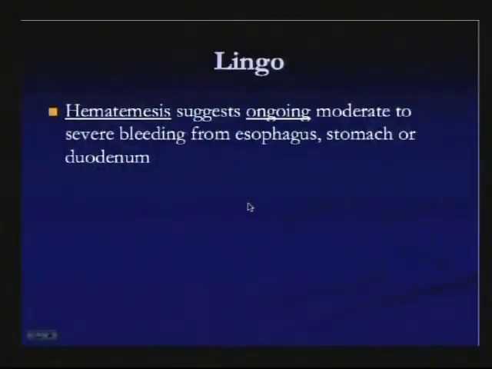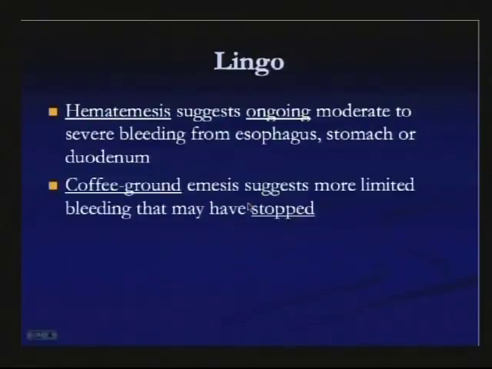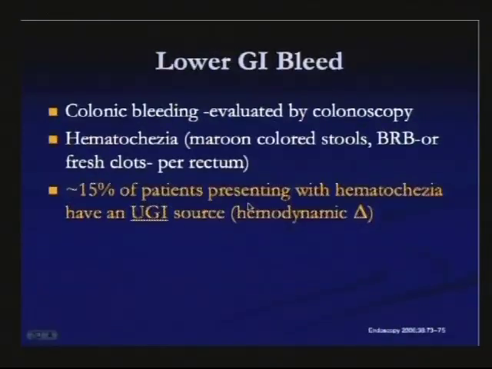Hematemesis suggests ongoing moderate to severe bleeding from the esophagus, stomach, or duodenum. So something that happens in the proximal GI tract refluxes back into the stomach through the pylorus, and then the patient vomits it. Coffee ground emesis, it may be intermittent, it may have stopped, and it's a limited GI bleed.